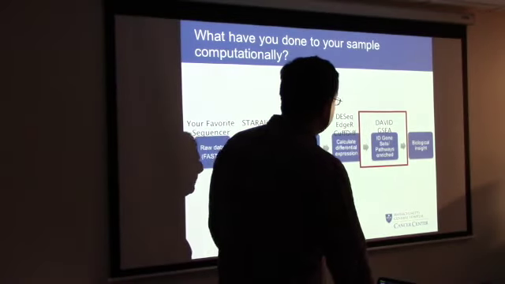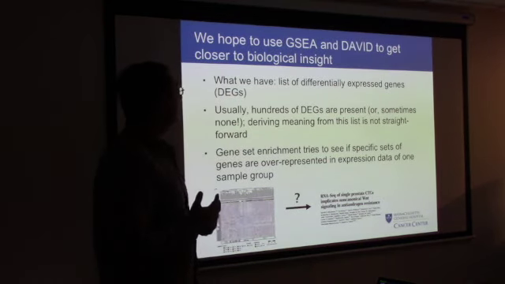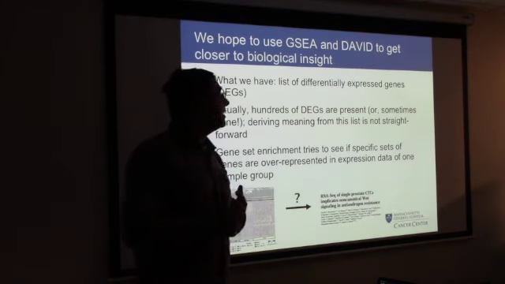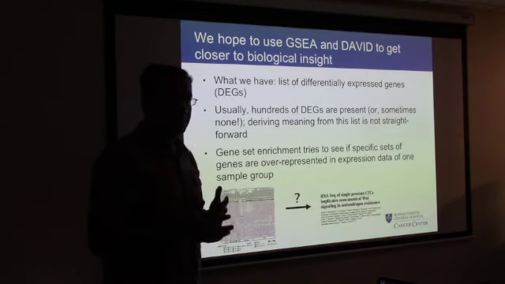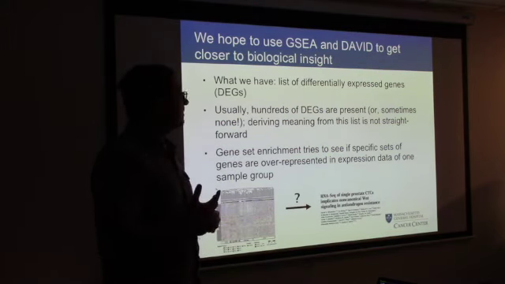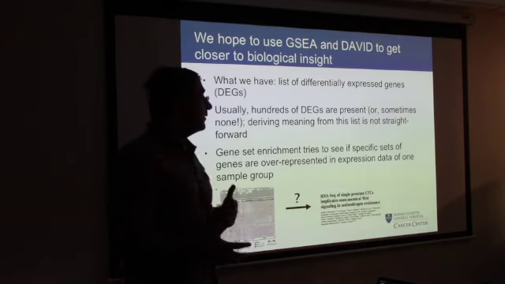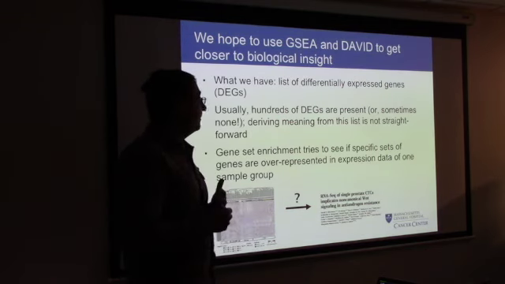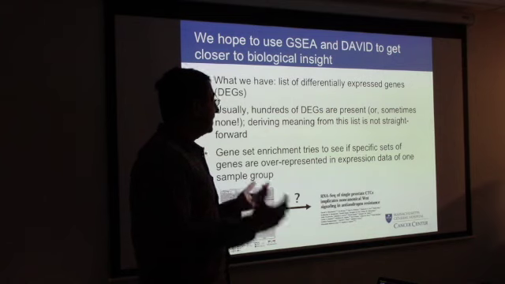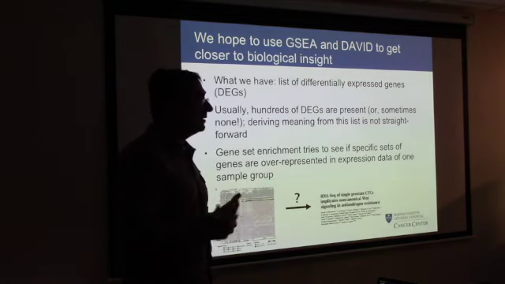So that's the RNA-seq pipeline. We hope to use GSEA and DAVID to get closer to biological insight. What we have right now is a list of differentially expressed genes. All right. So this is our starting point for today's class. I pretty much assume that everybody has gotten to this point, although I know some of you are trying to get there. And if you have any issues, again, I like to reiterate to everybody, please come to me if you're still stuck.